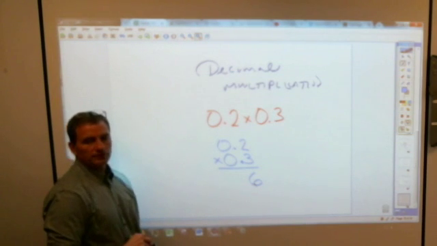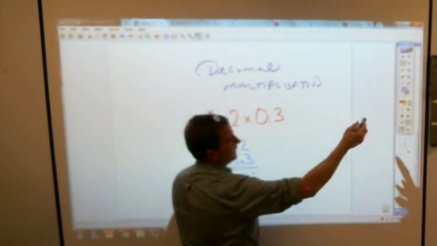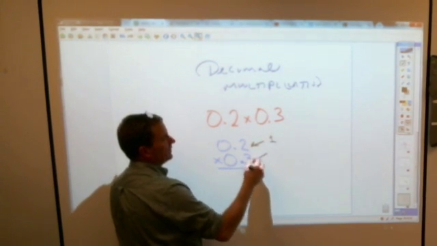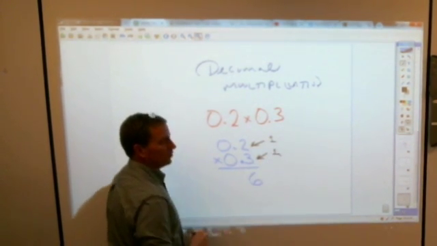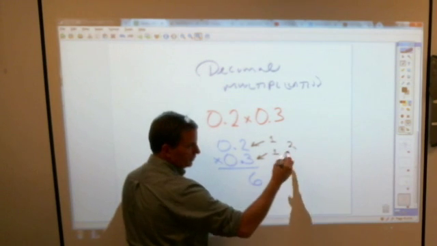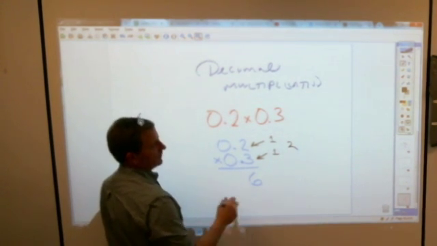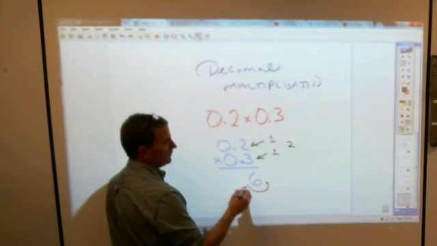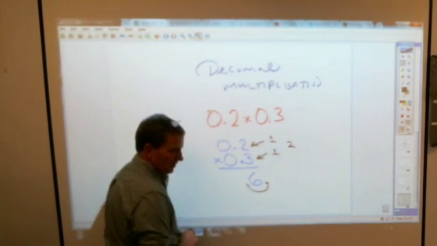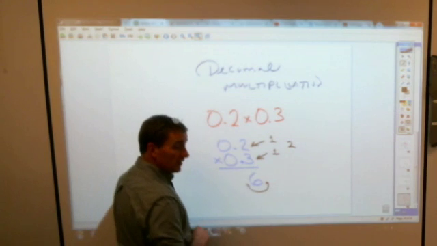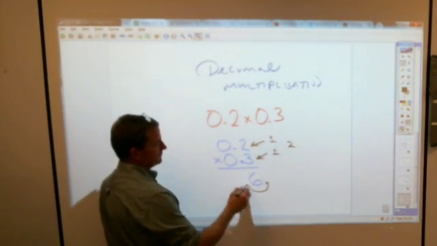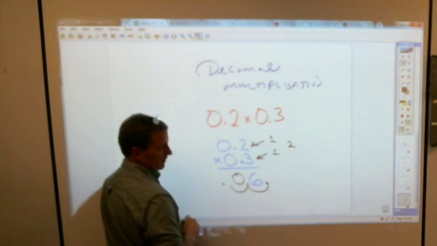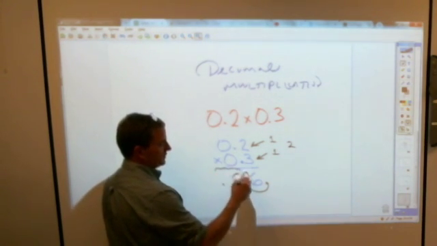Well, what's the rule to find out where the decimal goes? You have to count decimal places. There's 1 decimal place there. There's another decimal place there, for a grand total of 2. And then you start at the right side and come back 2 places, and then you go, oh no, I've only got 1 digit there. Well, Charlie, fear not, because you have to have a 0 as a placeholder. And then you end up with 0.06.